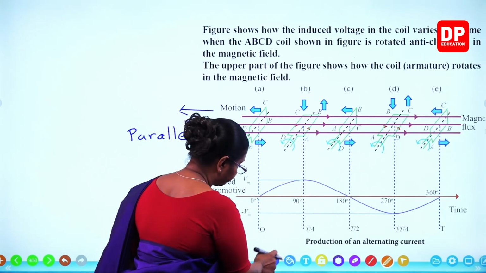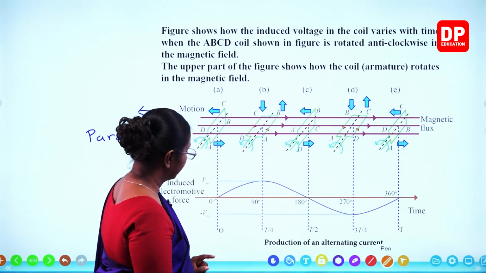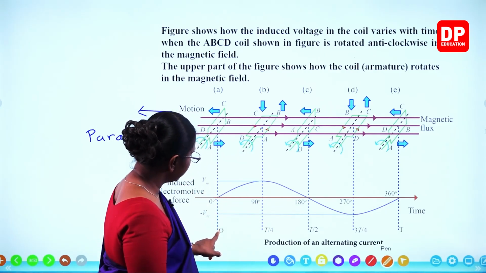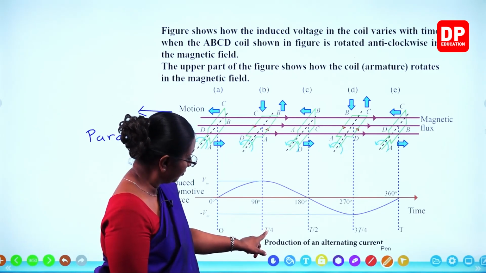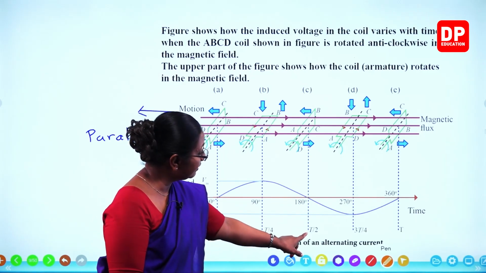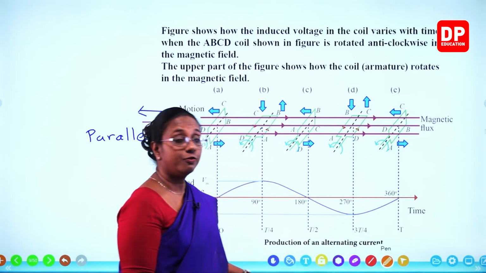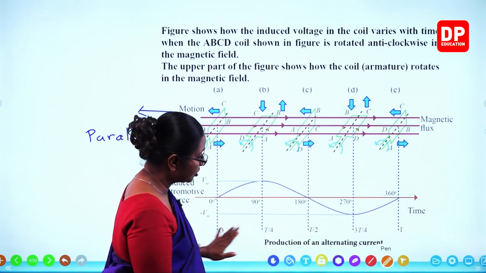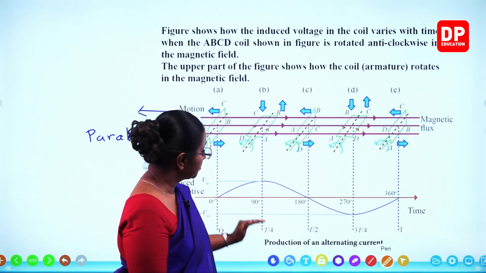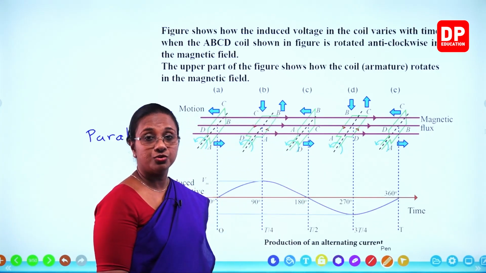So then, if we move on to the next position. Now here you can see 0 initial time, then T divided by 4, that is quarter turn, T divided by 2, half a turn, then 3T divided by 4, 3/4 turn, and a full turn T. That is what is shown as T there. So here this is the time and the angle is also shown to you all.